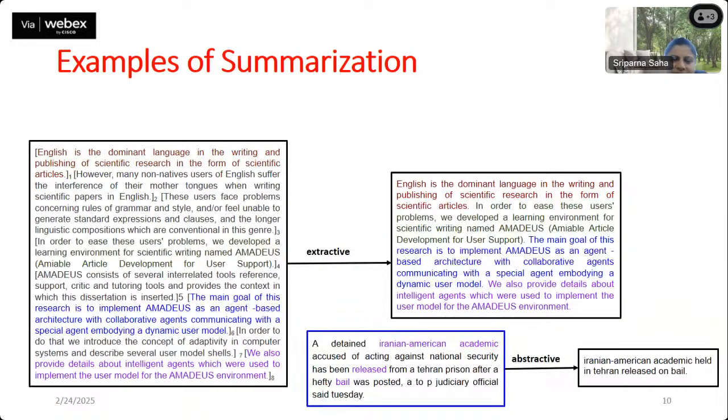So here you can see that colored sentences, the first is the example of extractive summarization, where the colored sentences are simply copied from the paragraph. So here we are selecting the sentences from the original paragraph. And the second is the abstractive summarization, where first we are understanding what is written in the document, and then we are writing the same paragraph in our own words.